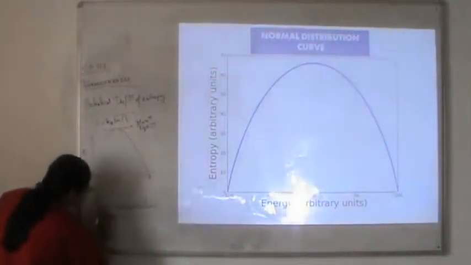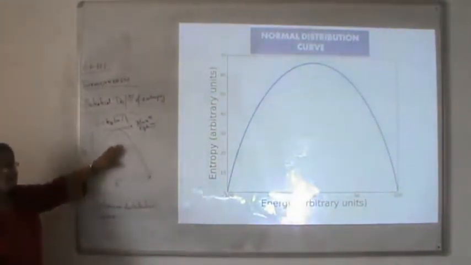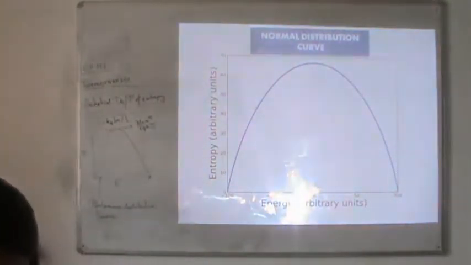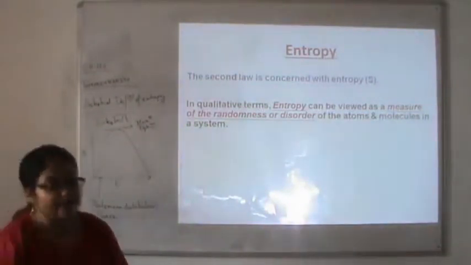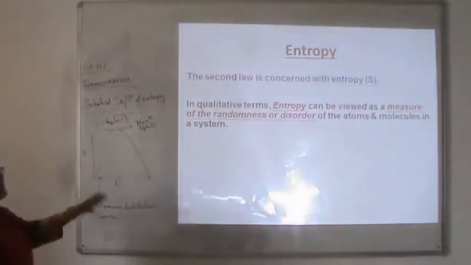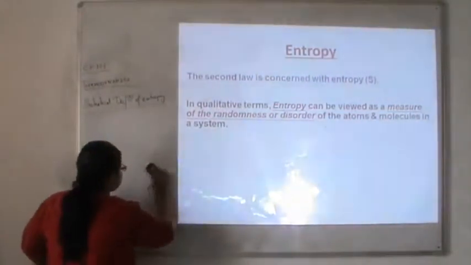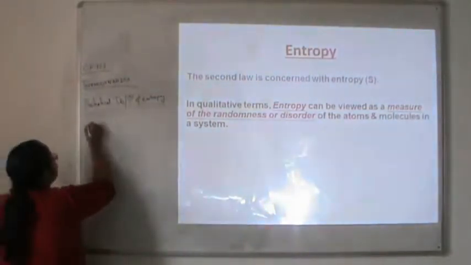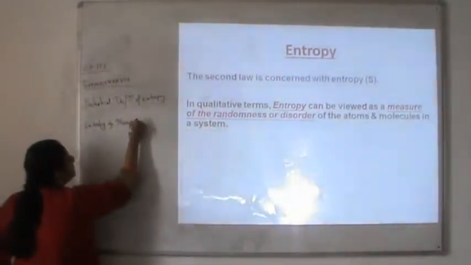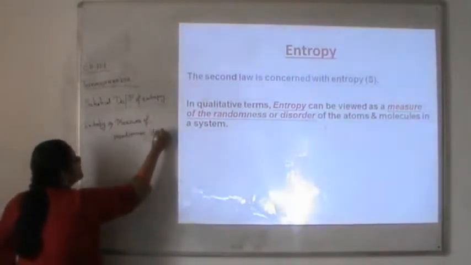So from the statistical definition of entropy, we can find that for a spontaneous process, entropy and thermodynamic probability gradually increase, and reach maxima when the thermodynamic process attains the equilibrium state. So from the second law of thermodynamics, we can say that entropy is the measure of randomness or disorderness of the atoms and molecules in the system. So entropy means disorderness.